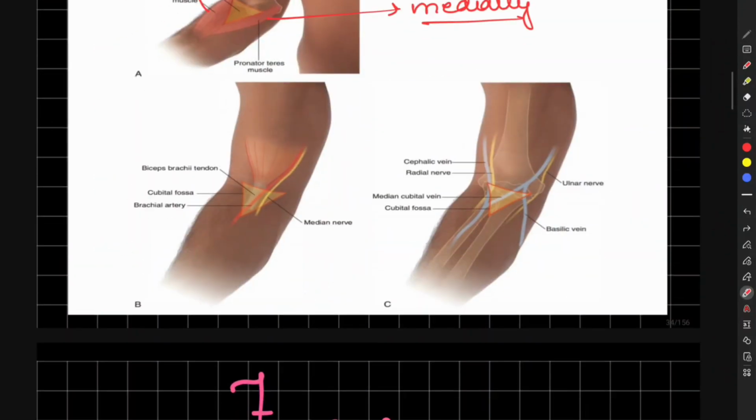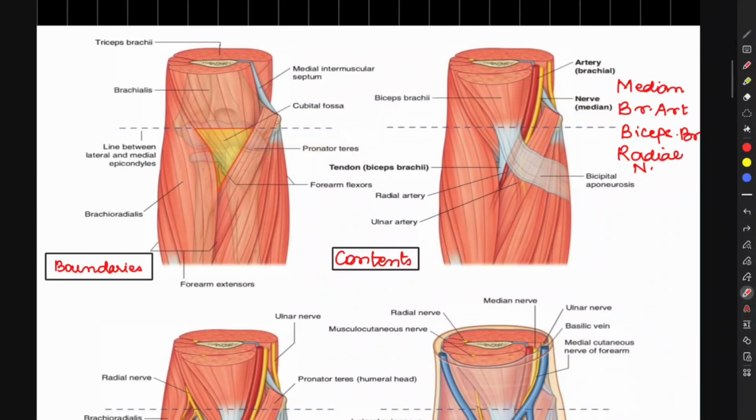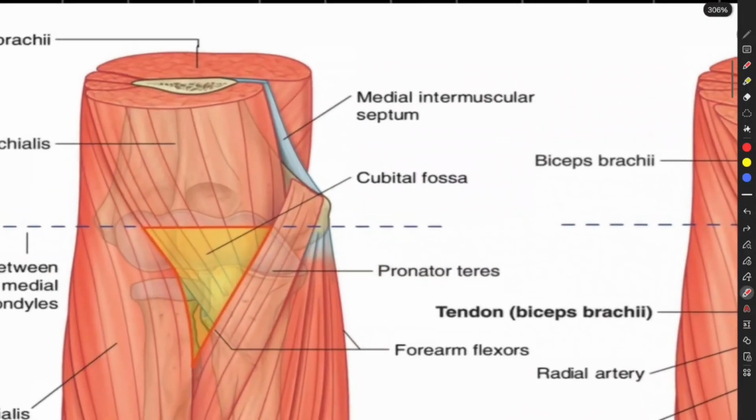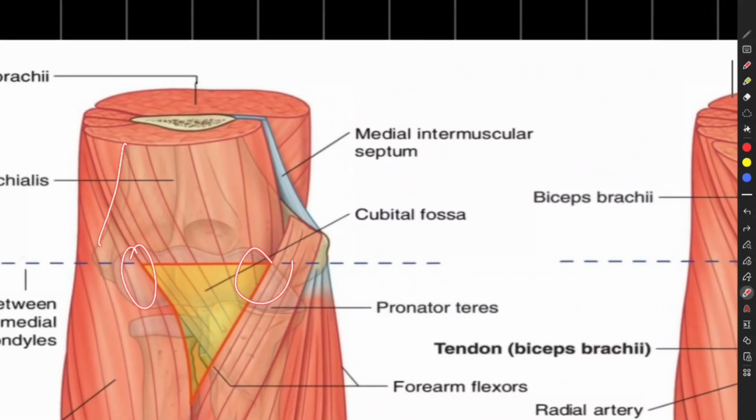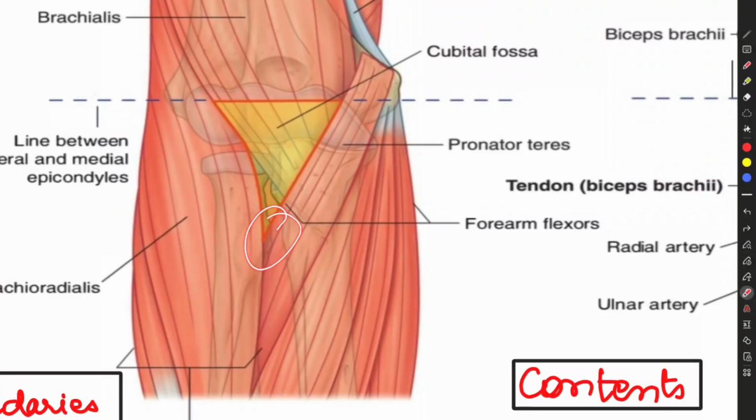Now, that diagram is done. Talking again about the boundaries, you can see medially you have the pronator teres, whereas laterally you have the brachioradialis. The medial border of the brachioradialis, the lateral border of the pronator teres, and as you can see this is the humerus bone and it has two condyles. An imaginary line passing between the medial and the lateral condyle forms the base. Apex is the meeting point of both the muscles and the apex is directed downwards. You have to mention that the apex is directed downwards.